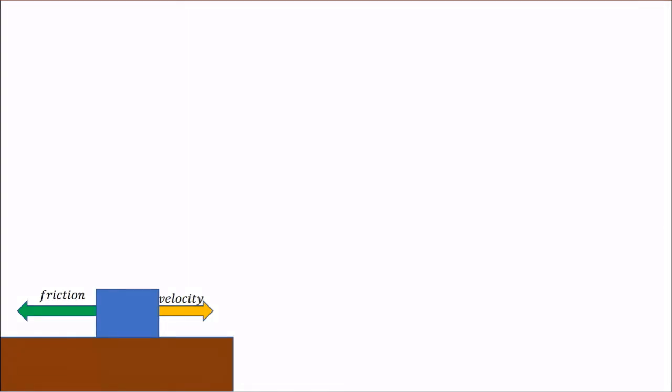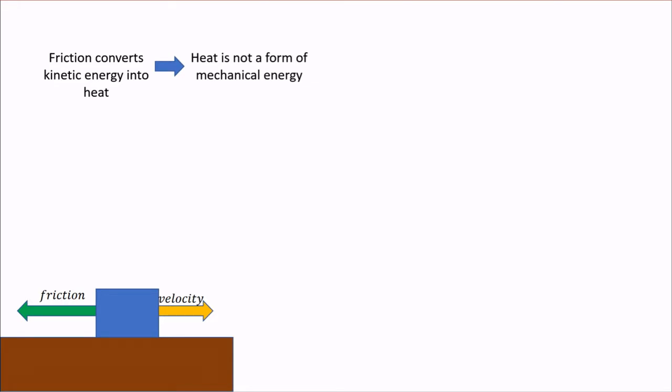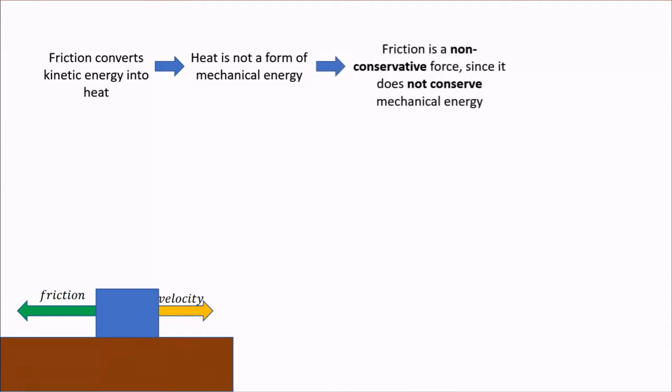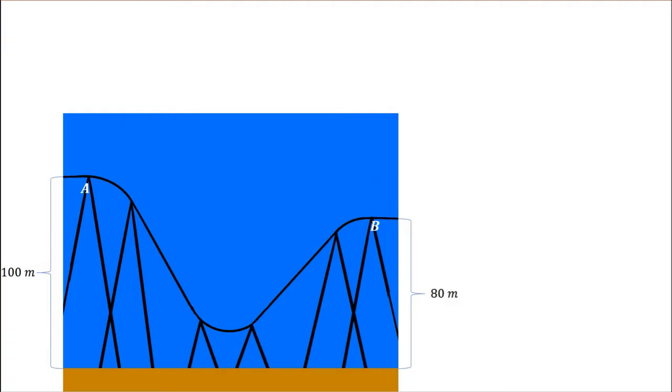Other forces, however, like friction, behave quite differently. They will take kinetic energy and convert some of it into heat, which is not a mechanical energy. Since friction and air resistance remove energy from mechanical energy and convert it into something else, we call those forces non-conservative, since the amount of mechanical energy is not conserved. So, for the rest of this video we will work out a problem we worked out before, but this time we will include the effects of friction.